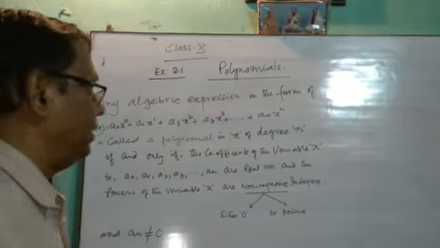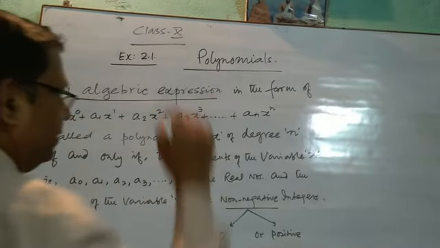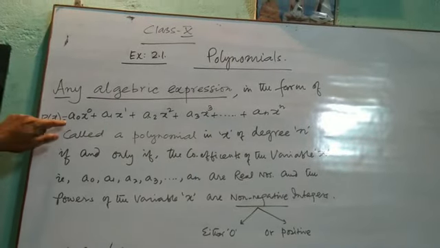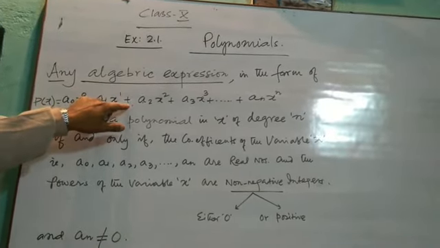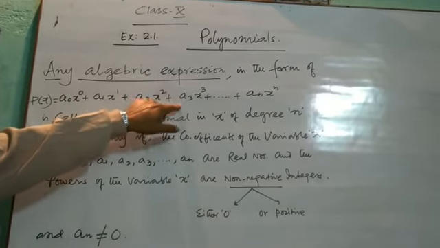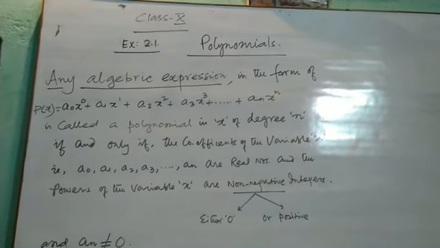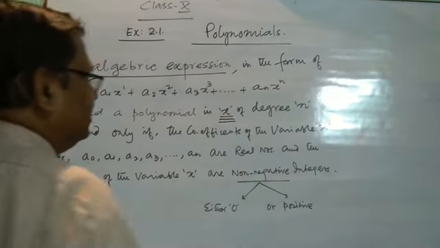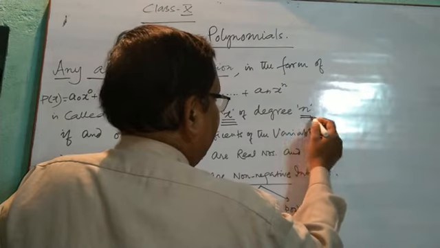Now, what is a polynomial? I have written on the board, any algebraic expression in the form of P(x) equals a0 x to the power 0 plus a1 x to the power 1 plus a2 x to the power 2 plus a3 x to the power 3 plus ... plus an x to the power n is called a polynomial in x. The variable here is x. It is a polynomial in variable x of degree n.